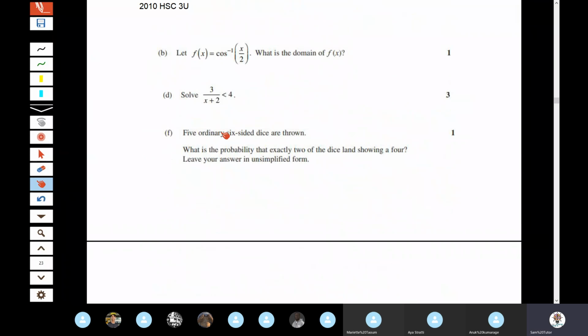Okay, let's start with 2010, B. That f of x equals inverse cos of x on 2. What is the domain of f of x?